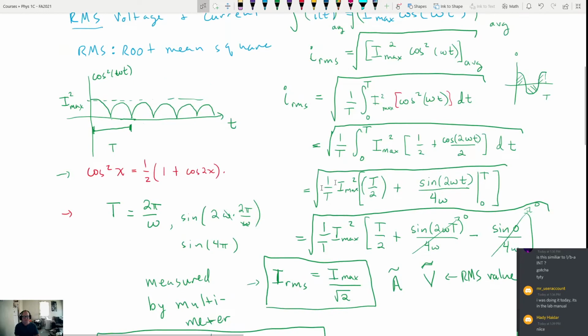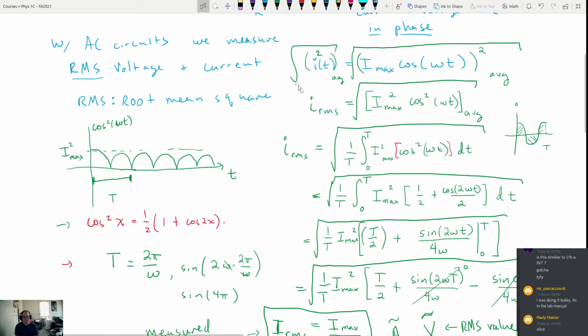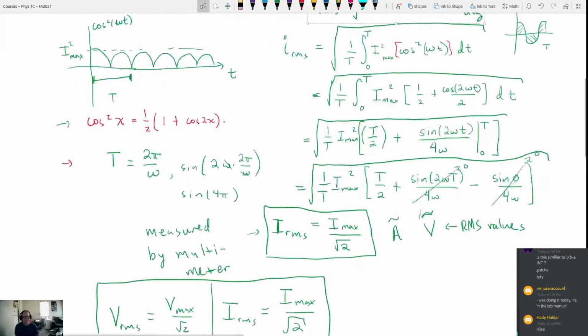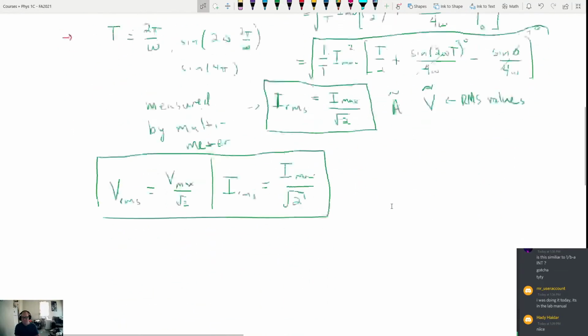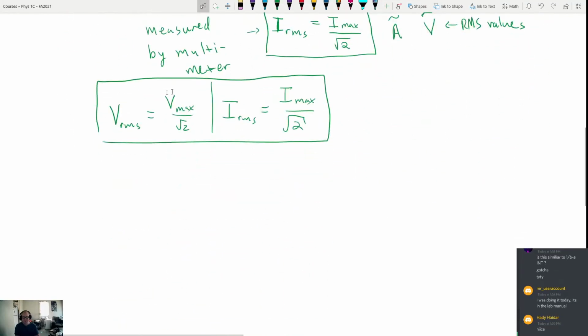And honestly, what we could have done is I could have gone from this step here, and I could have just told you that the average value of the cosine function is a half. But I don't know, we proved it. So there we go. VRMS is just Vmax over root 2. IRMS is Imax over root 2.